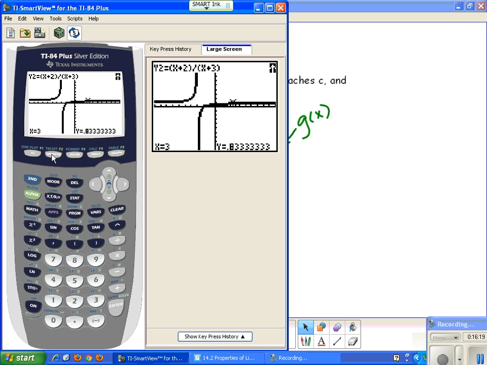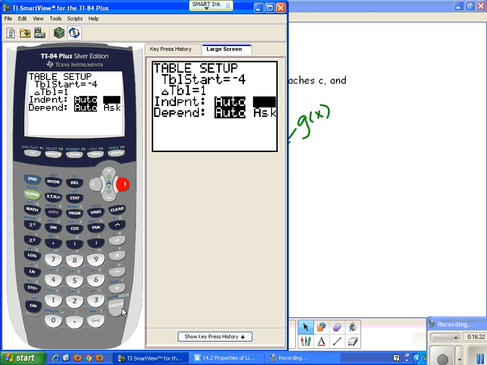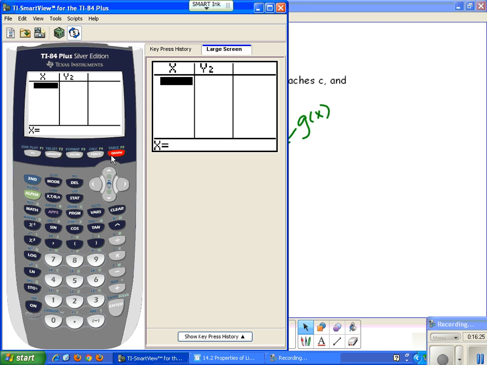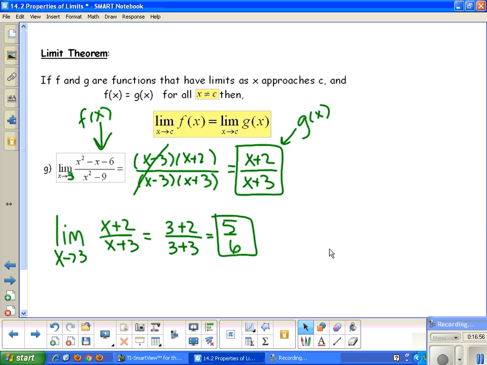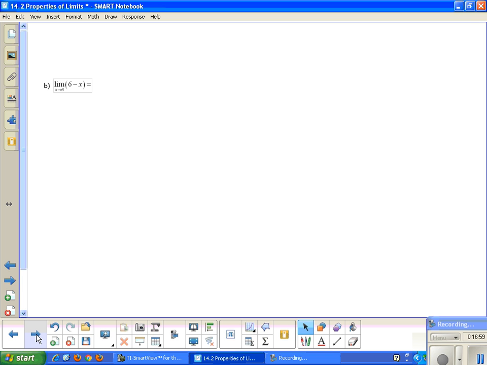Or you could also do second window and go to ask and look at the table values as you come very close to 3. So values very close to 3 from the left side of your equation are going to be values less than 3, so 2.99. And then values from the right of 3, very close to 3, would be like 3.001. And notice that it's coming to the same number, which again is 5 over 6. And just to even show you, 5 divided by 6 gives you 0.83, repeating.